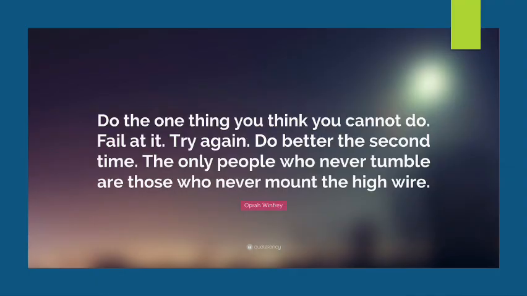So I like to start each lecture with a motivational quote. This is from Oprah: "Do the one thing you think you cannot do, fail at it, try again, do better the second time. The only people who would never tumble are those who never mount the high wire." I'm sure as you embark on your anesthesia journey, particularly with clinical content and didactic content, this can seem like an uphill battle, but know that we're here to support you as faculty, and if you ever need anything, please feel free to reach out.